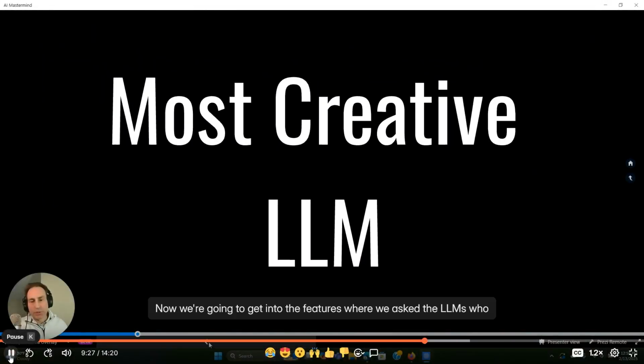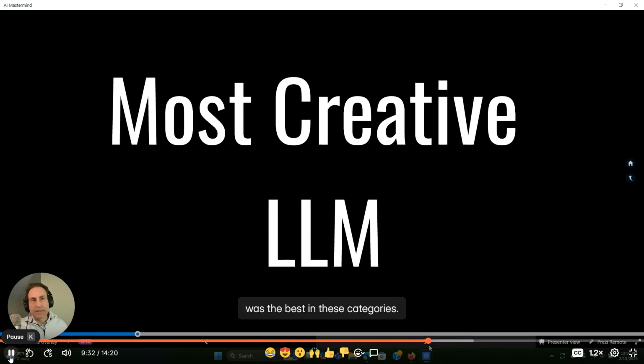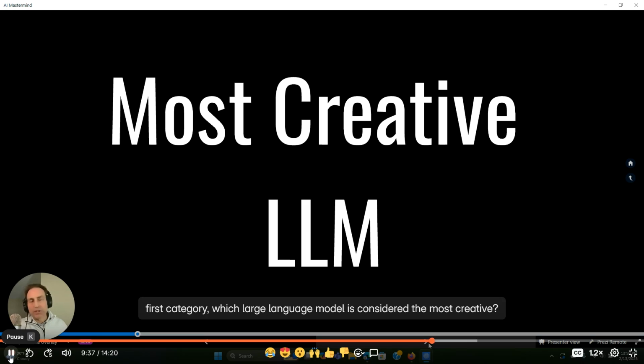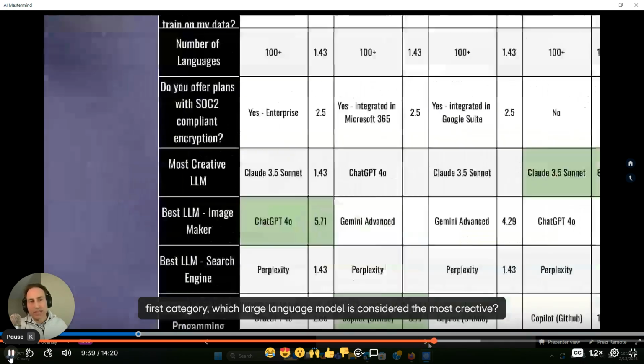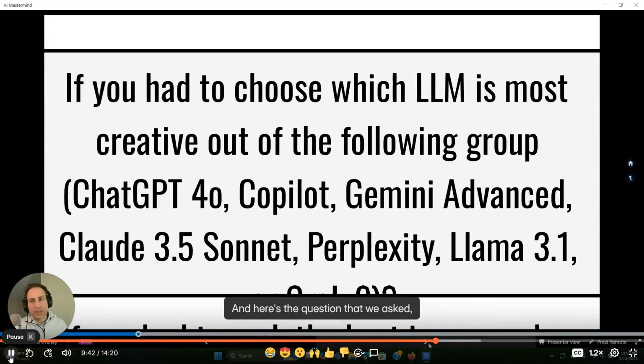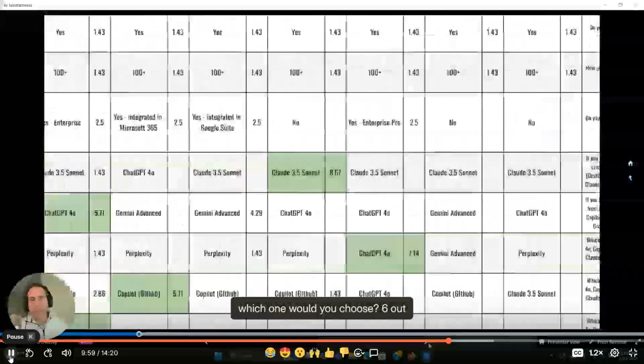Now we're going to get into the features where we ask the LLMs who was the best in these categories. The first category, which large language model is considered the most creative? And here's the question that we asked, and we're going to ask a similar question on all of these categories, so I'm not going to repeat showing you the prompt. The prompt was, if you had to choose which LLM is the most creative out of the following group, and I share the whole group, which one would you choose?